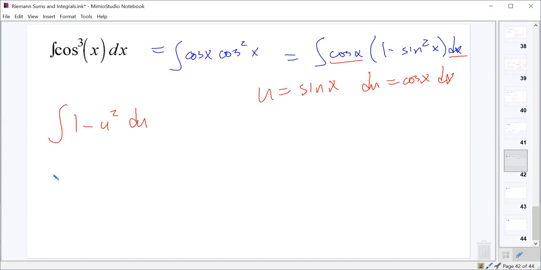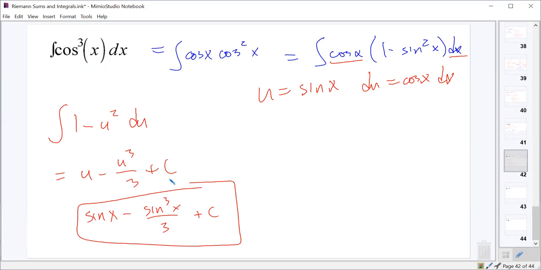All right. And so we end up with u minus u cubed over 3 plus our constant, or what was u? U was sine x. So sine x minus sine cubed x over 3 plus our constant. Any issues there? Everybody good?